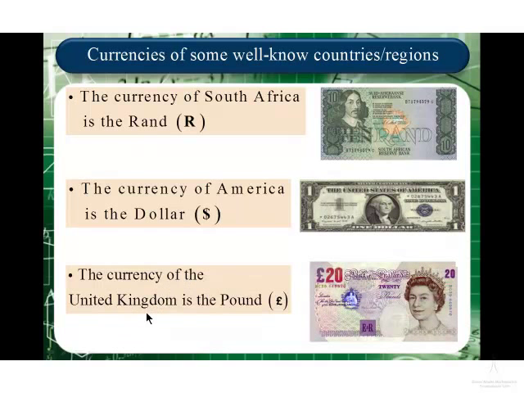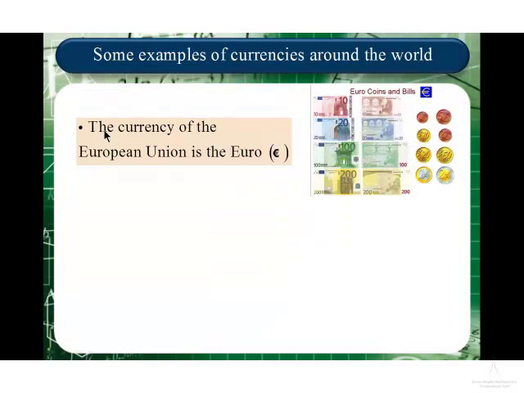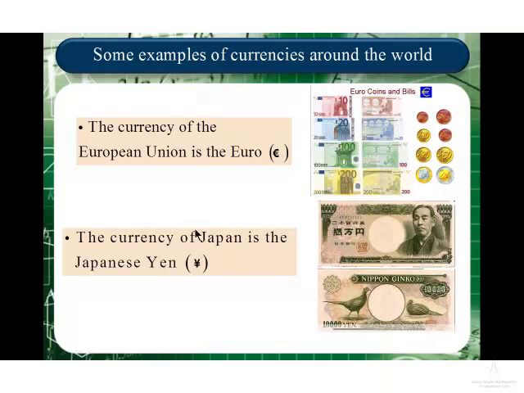The currency of the United Kingdom is the pound, and note the symbol that is used to indicate pounds. Here we have an example of a 20-pound note. The currency that is used in Europe is the euro. Note the symbol that is used to indicate the euro. Here we have some examples of denominations of the euro, coins and bills. The currency of Japan is the Japanese yen. Also note the symbol for this particular currency. And here we have an example of the Japanese yen.